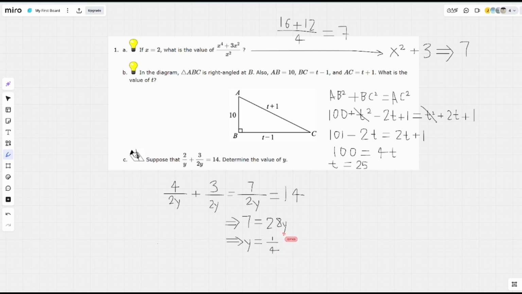So yeah, question 1a, the answer is 7. Question 1b, you have 25. And question 1c, you have 1 over 4. Now let's see if Perry wants to do question 2.